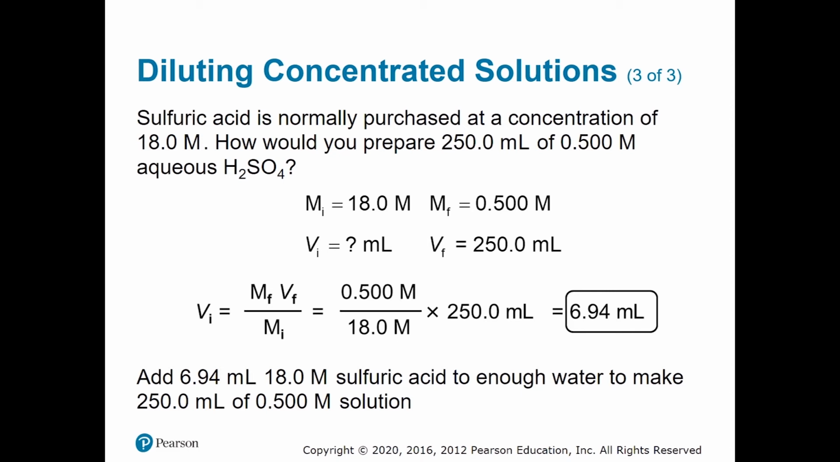We know the starting molarity, 18.0, and the target final molarity, 0.500. And we also know that we want to end up with 250.0 milliliters at the end, so we're solving for the initial volume in the equation. Plugging in the numbers and solving for initial volume, we get 6.94 milliliters. So to make this solution, I'd need to add 6.94 milliliters of the 18.0 molar sulfuric acid to a 250 milliliter volumetric flask, then add enough water to reach the calibration mark. And we end up with our desired concentration, 0.500 molar.